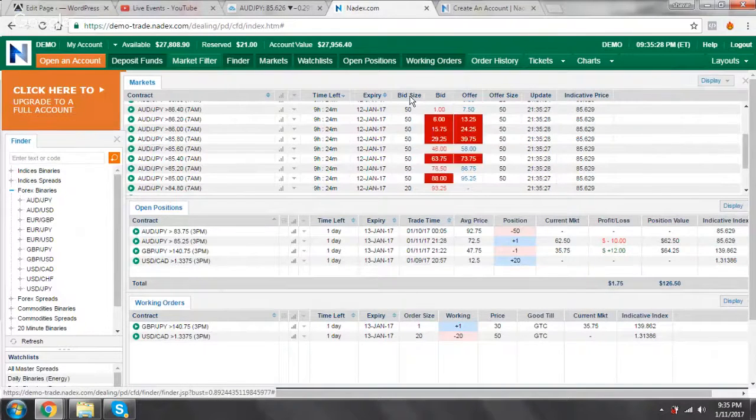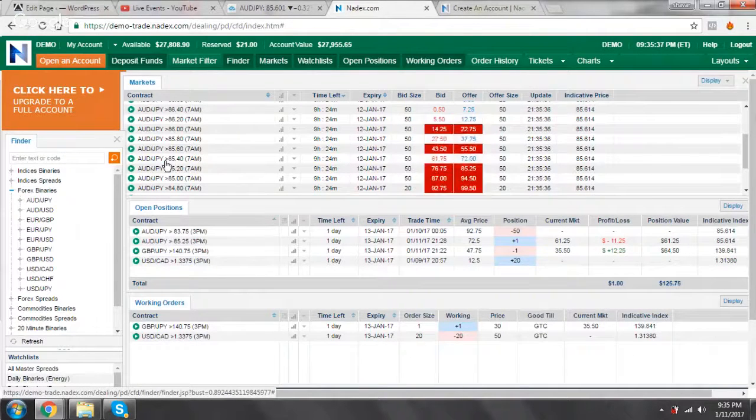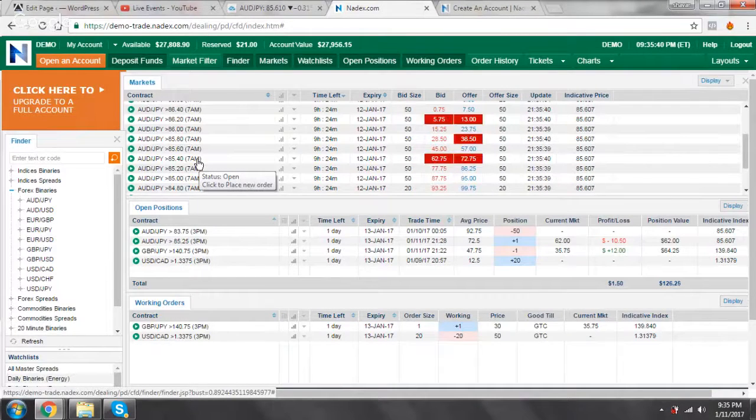That's how many contracts you could buy on that position. So let's say you did want to buy 50 positions at this target price. But let's say you really want to buy more. You could buy 50 here, 50 here, or 50 here and 50 here, and just take profit on them when they get close.